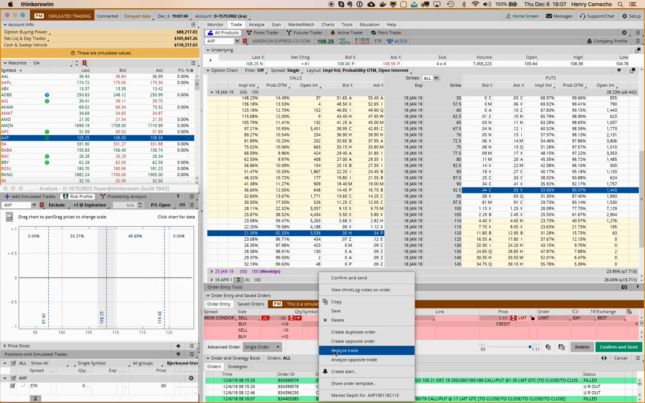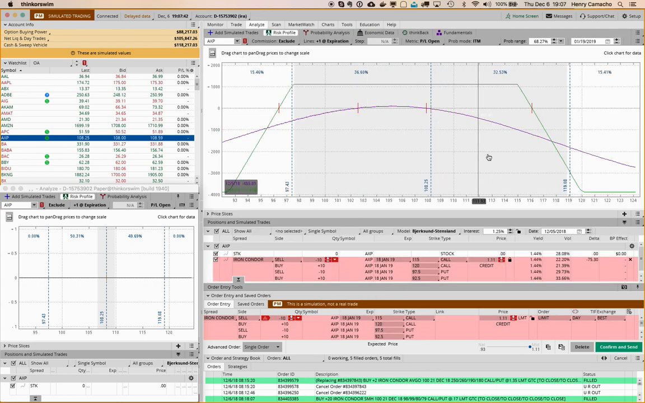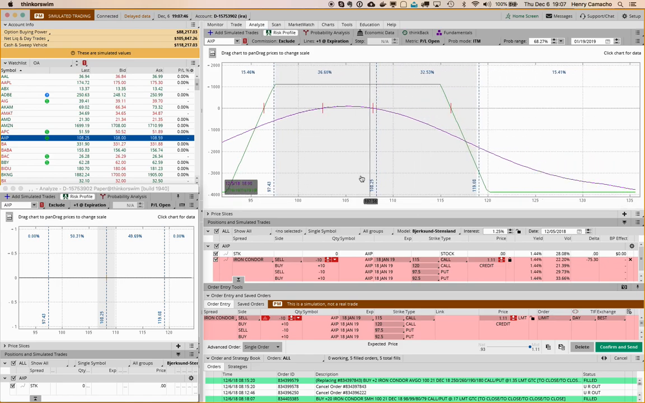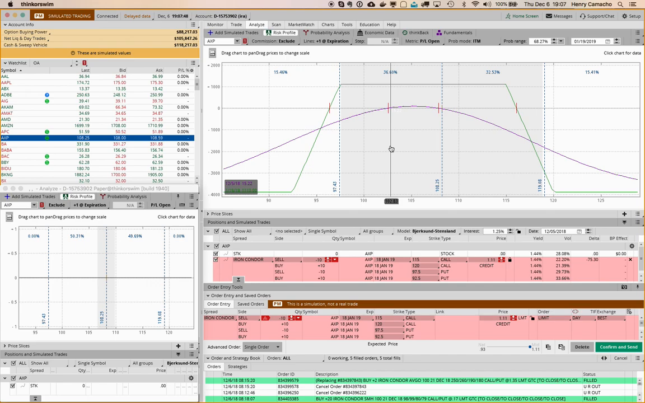Right-clicking inside the trade, you can hit Analyze. And now we'll get kind of the brackets here of where the green line is your at-expiration profit, and the blue or the purple line here is the current profitability, and this little horizontal line is current price.